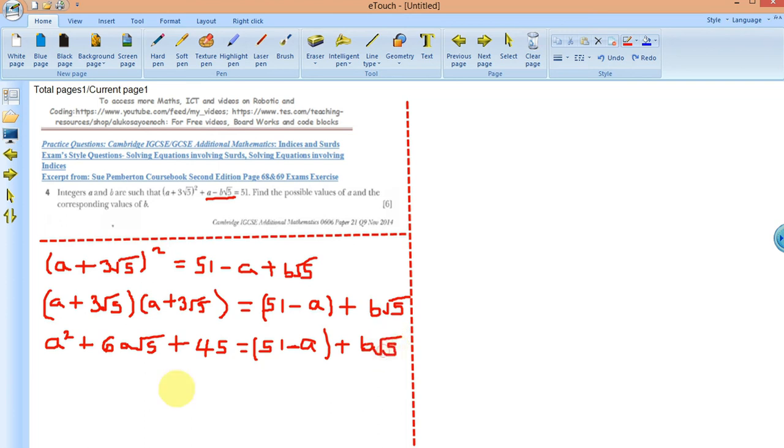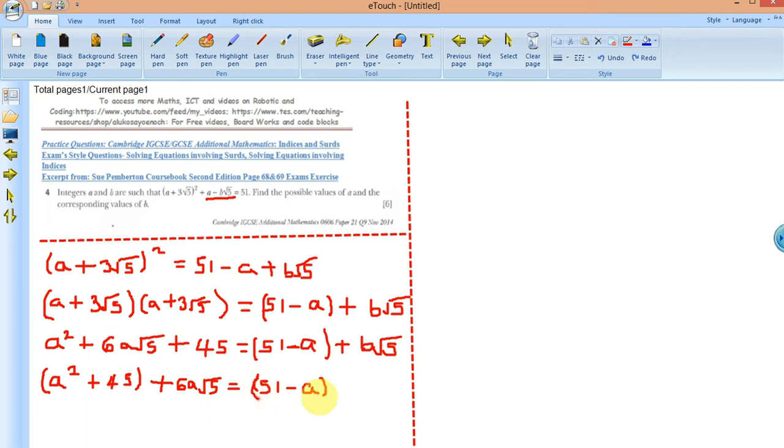Okay, now I want to bring all the rational terms together. So that is a squared plus 45. I'm trying to separate the rational term from the irrational term, plus 6a root 5, because of that root 5, that is the irrational term. If you're observant, you notice that I put all my rational terms in brackets.